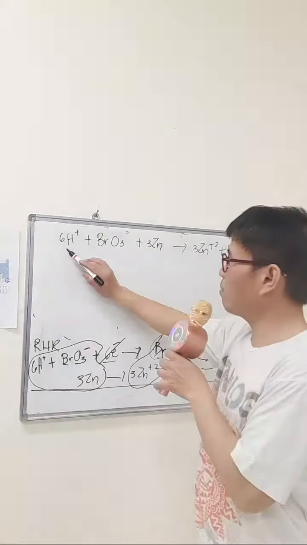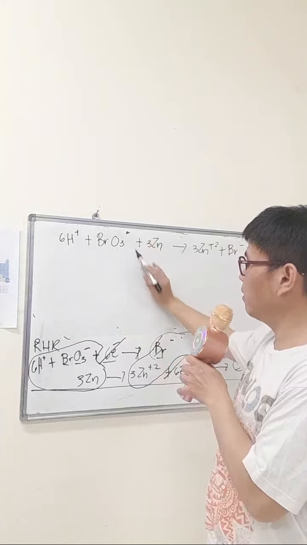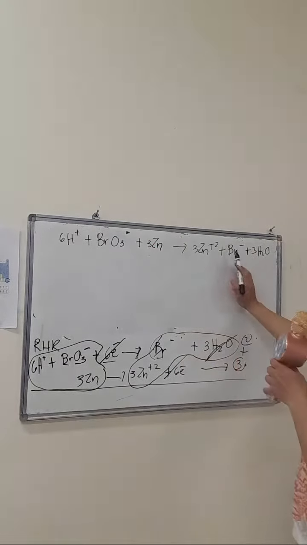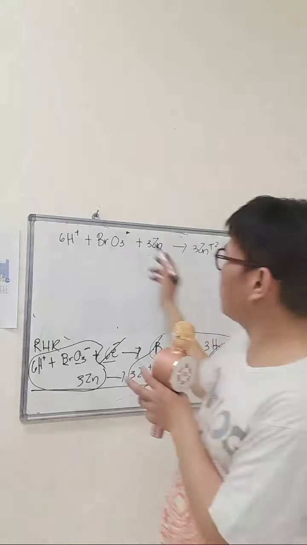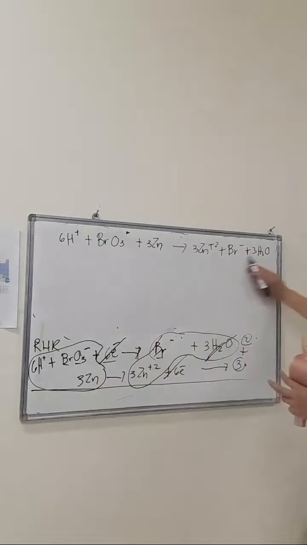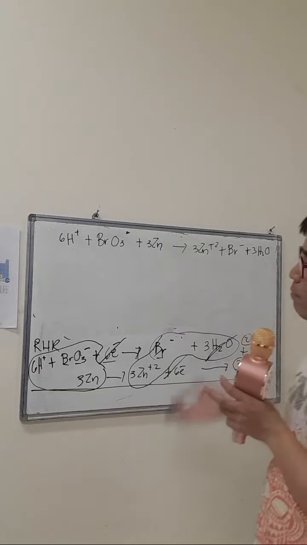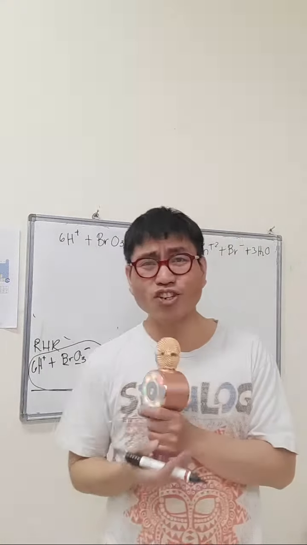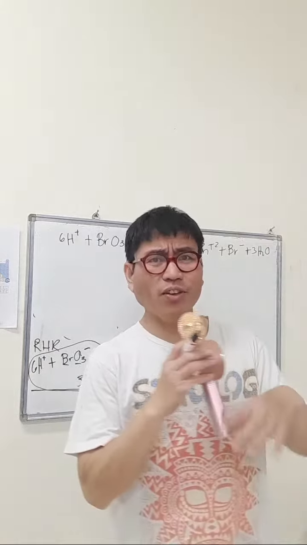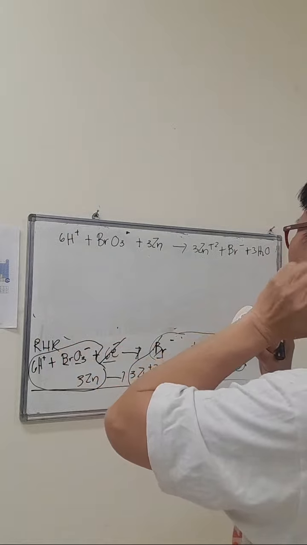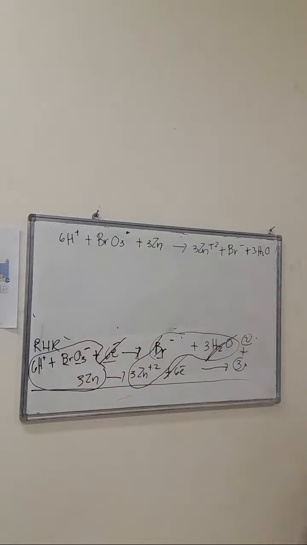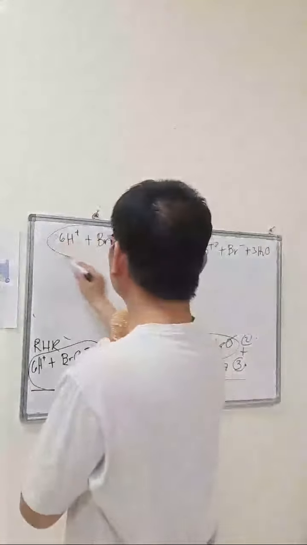Okay, 6H positive, bromate negative 1, plus 3 zinc equals bromide negative, 3 zinc positive 2, plus 3 moles of water. Now, this is done with the acidic, right? But we are in basic solution. We need to put OH in the left and in the right. Okay, like that. Now, in this situation, how many OH ions can you put in the reactant and in the product?